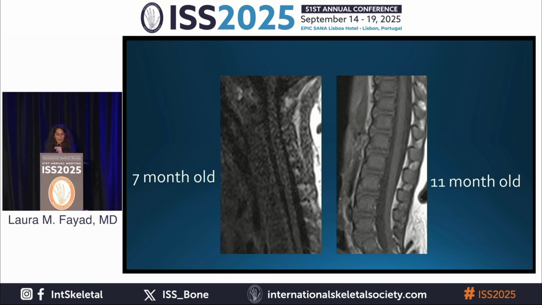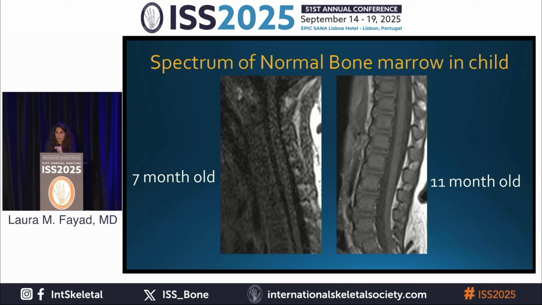So what about this case? It's a 7-month-old and then an 11-month-old, and you see the marrow is really very dark, especially the 7-month-old, so it's not following our rules, but this is normal, and this is because we're born with red marrow. It's very dense. There's no fatty marrow yet, and it hasn't really converted. It needs at least a year to convert towards fatty marrow.